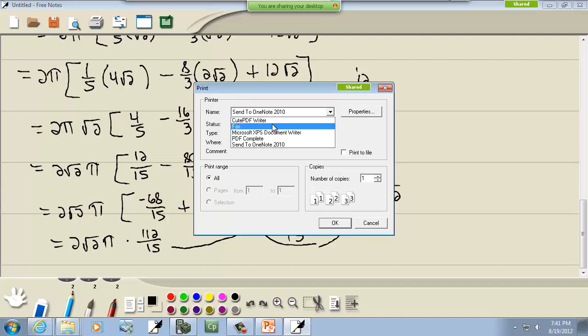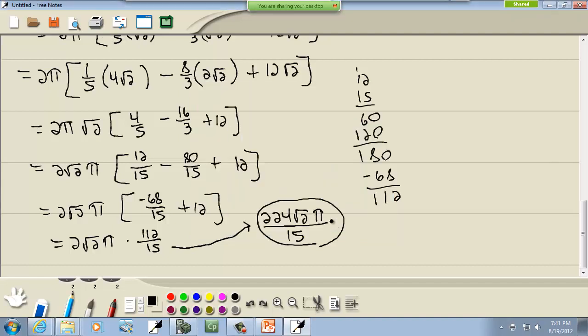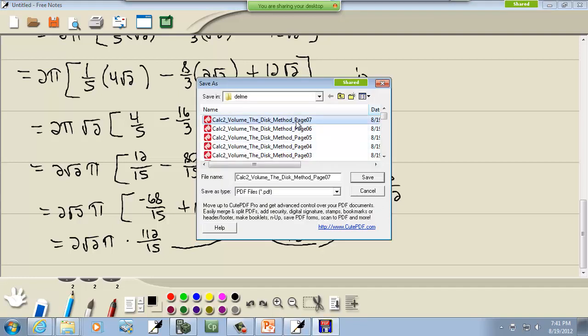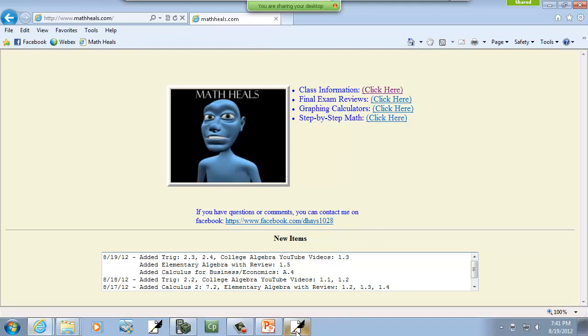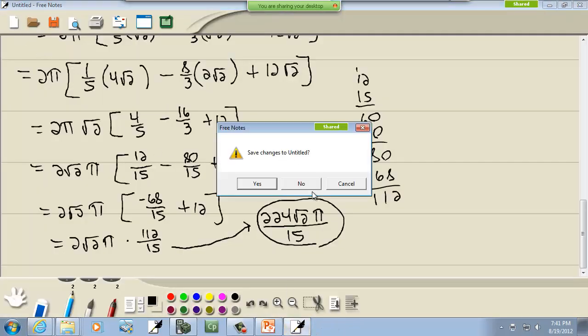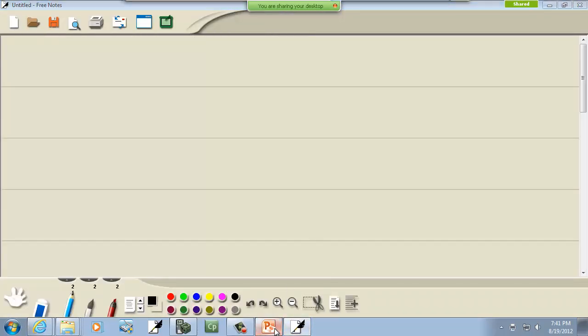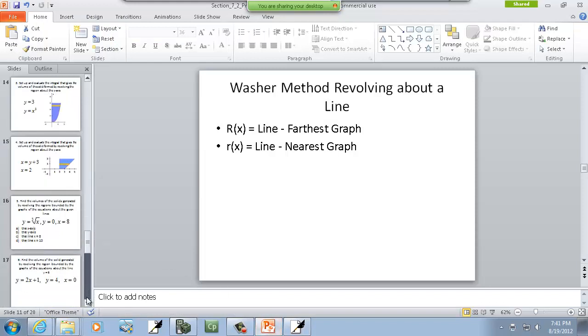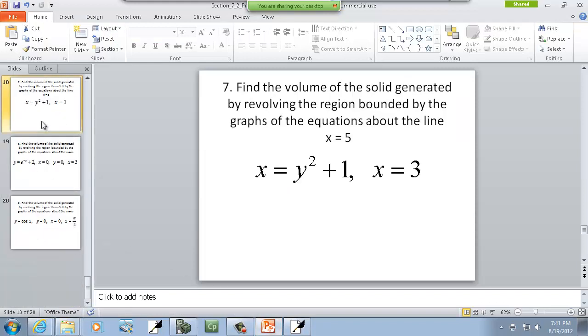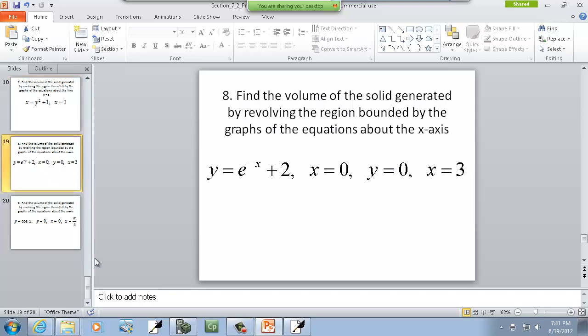Let me save that page. Let's look at the next problem. I think that was that one, wasn't it? Yeah. Okay, let's look at this one.